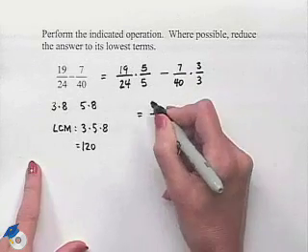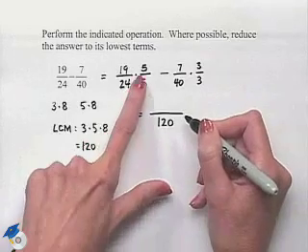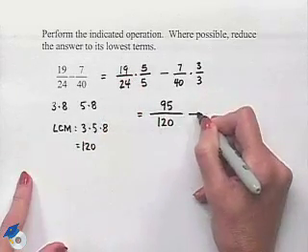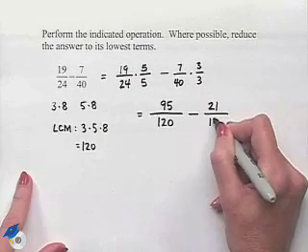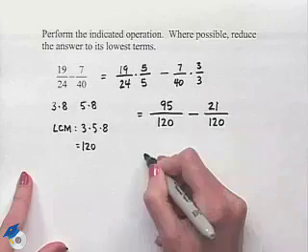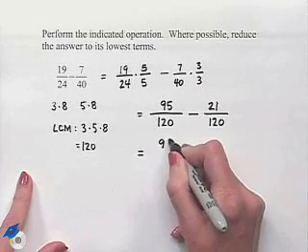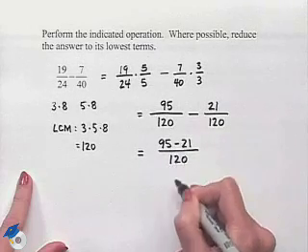So our first fraction becomes a denominator of 120. We multiply 5 times 19 to give us 95, minus our numerator in our second fraction becomes 21 over our denominator of 120. Now that we have the same denominator, we can subtract numerators. As a middle step, we could write that 95 minus 21 over 120.